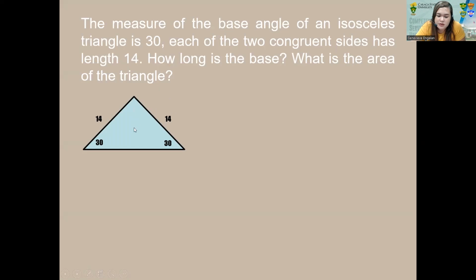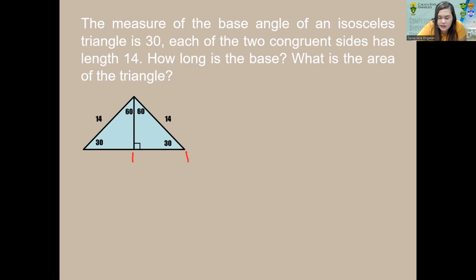If we divide the triangle in the middle, since that is 120, this will become 60 and 60. So what triangle do we have? A 30, 60, 90 triangle, ma'am. Okay, a 30, 60, 90 triangle. So this side is the longer side, because it is opposite the 60.